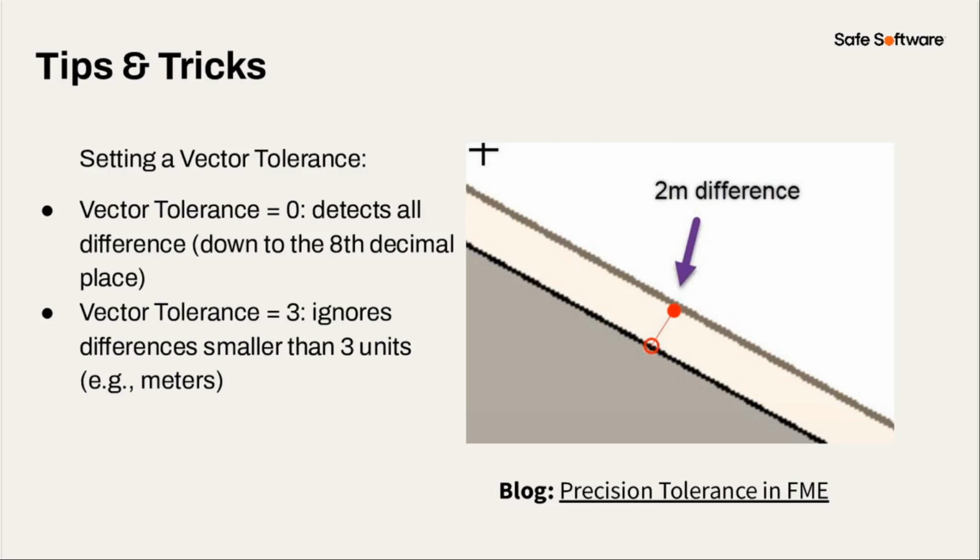And often the units used by the vector tolerance are always the units of the feature coordinate systems. There's a great blog on precision tolerance that I highly recommend everyone take a look at if you're not too familiar with geometry precision in GIS. And so now I will pass it over to Donald to talk about data synchronization.